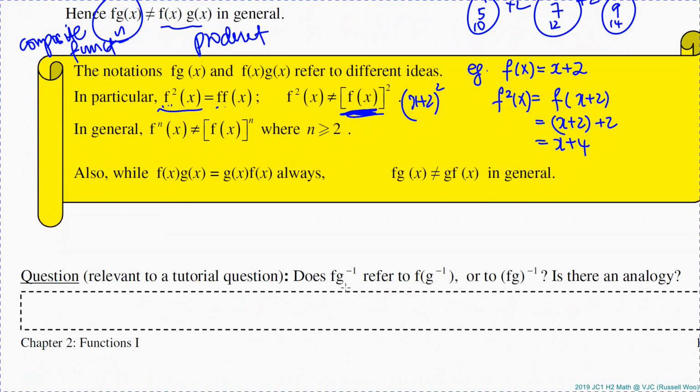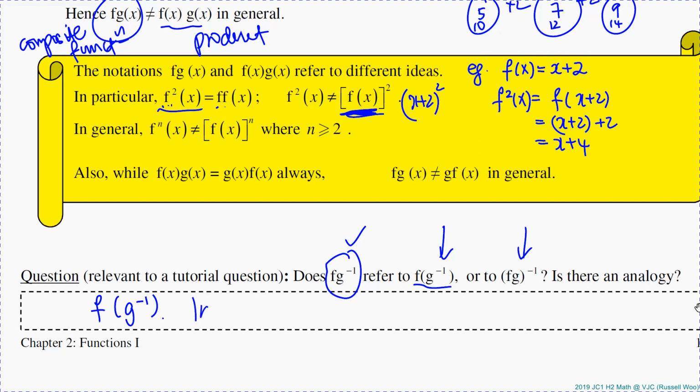Now just quickly answer this question. Fg inverse, does it mean this or this? Quick answer is that this actually refers to f g inverse. If you mean this, you actually don't need the bracket. This is good. Why? It doesn't mean the whole thing inverse.